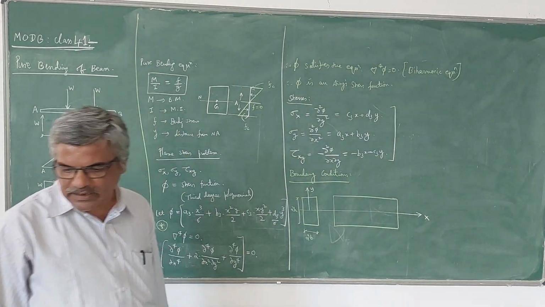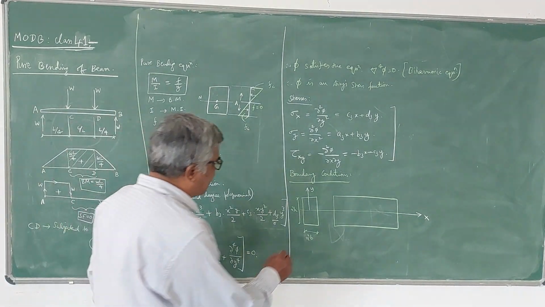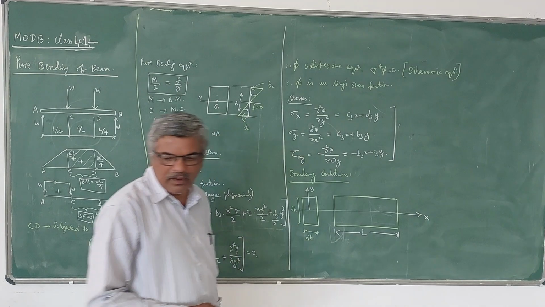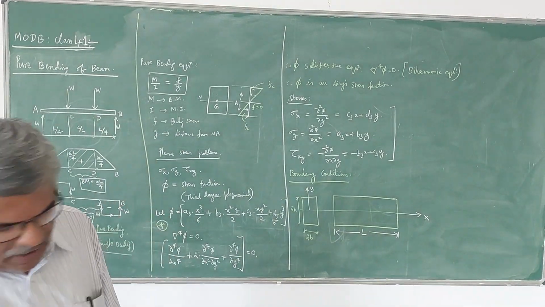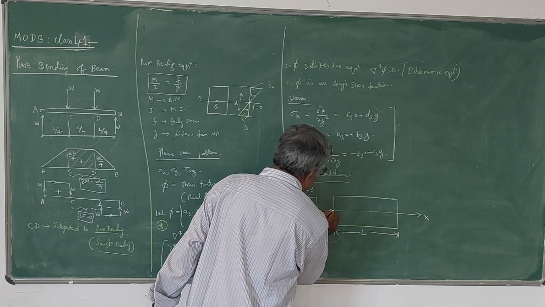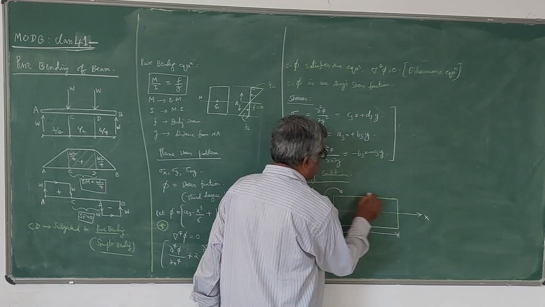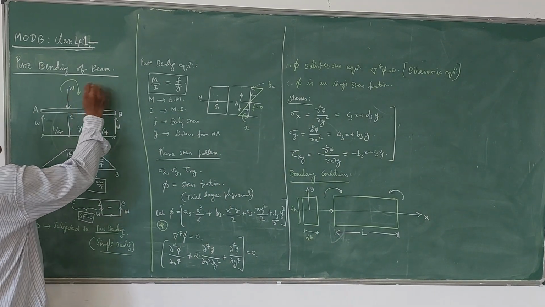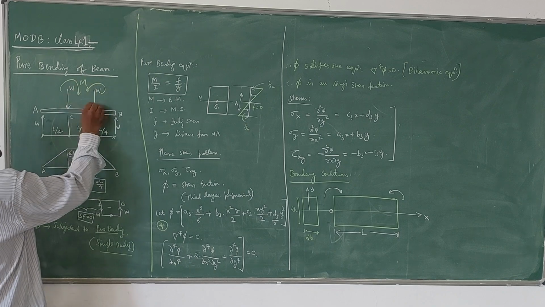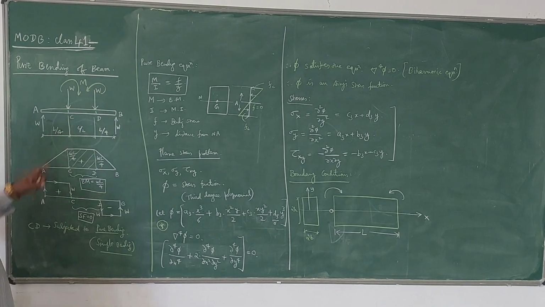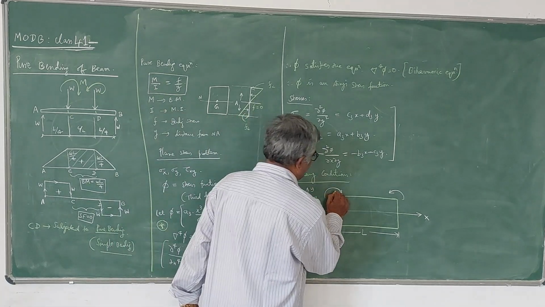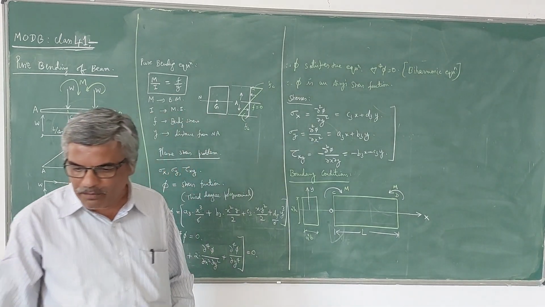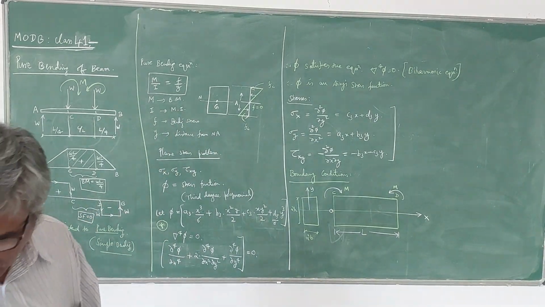Now we have to apply the boundary conditions. Let me take the length of the beam as L, and the origin I am going to take here. It is subjected to a bending moment M like this. This bending moment M is constant. Now I am considering the CD portion. This is M, this is also M. It is subjected to pure bending like this. Sagging bending moment I am going to take.